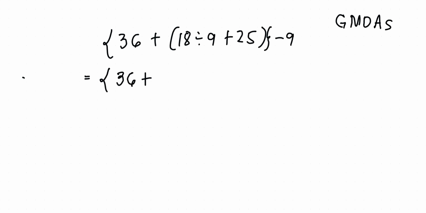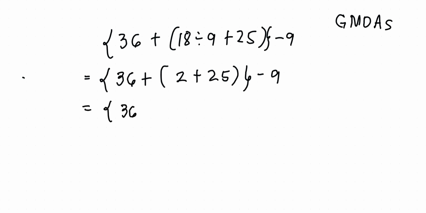So you have two operations here, which is the division and the addition. So we have to do the division first, okay? So that's 18 divided by 9, and that is 2 plus 25, and still copy the parentheses and the braces, and then minus 9. Okay, and then still copy the 36 plus, what is 2 plus 25, and that is 27. No need to copy the parentheses, just the brace, and then minus 9.